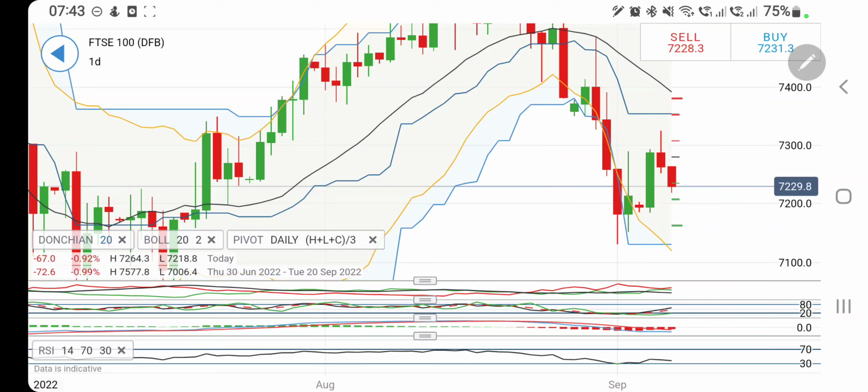Do not trade between 7220 and 7260. Go long above 7260. Expect 7300, 7320, 7350 levels. So in between these 40 points, stay cautious, stay alert, take your positions accordingly, take your trades accordingly, trade with the stop loss, trade with the trailing stop loss.